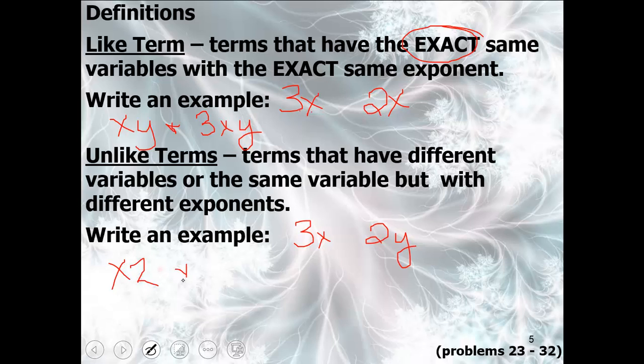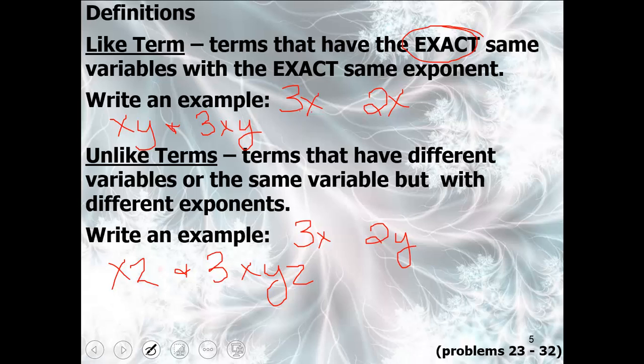xz and 3xyz. These would be different. This only has an xz as factors, but this has an xyz as factors. All right? So the like and unlike kind of depends on the variable.